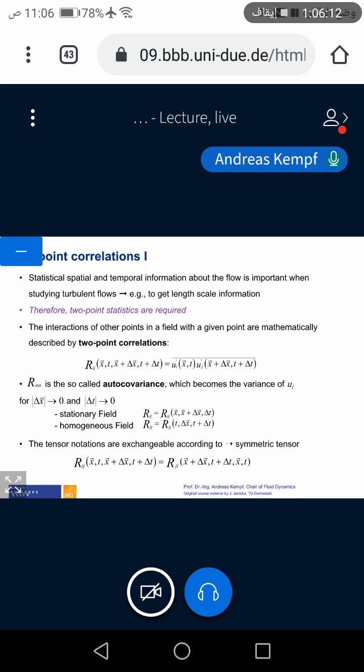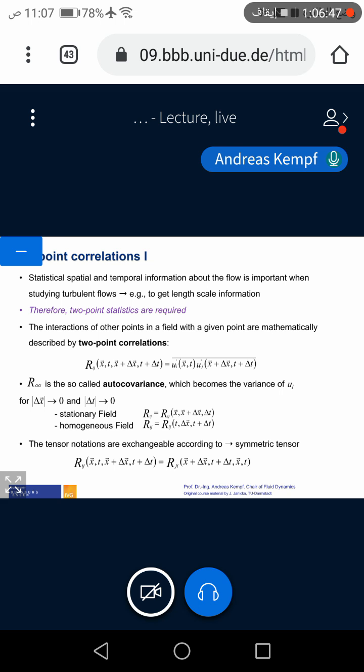Let's move on. Let's look at 2-point correlations. In general, when we study turbulent flows, it's important to understand the statistical, spatial, and temporal information. And we need to see how information is linked between 2 points. So if you look at a flow field, you might ask a question, if I know the flow and the velocity at 1 point, can I also determine the velocity 5 centimeters away from it? This means we need to find statistics between 2 points, 2-point statistics.